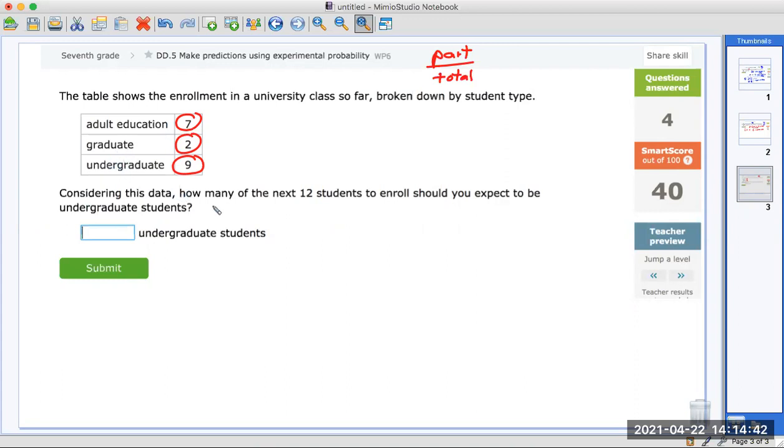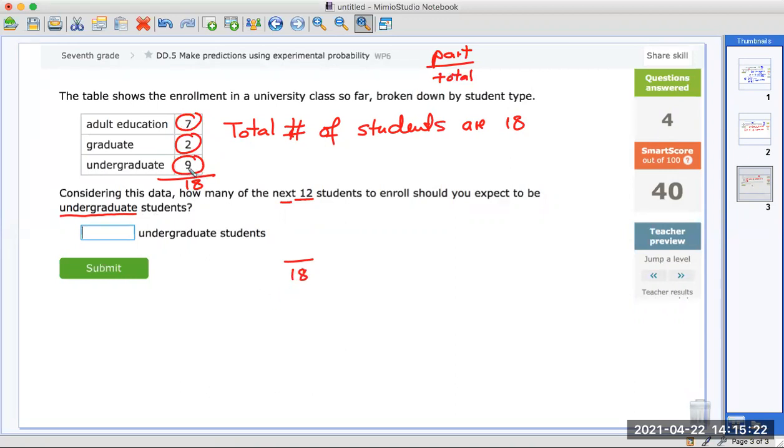Okay, considering this data, how many of the next 12 students to enroll should you expect to be undergraduate students? So these are not the total. We have to find the total number of students that are enrolled. 7 plus 2 is 9, so that's 18. Correct? So we're going to take our total, we're going to make that 18.